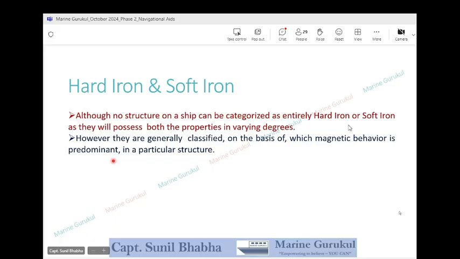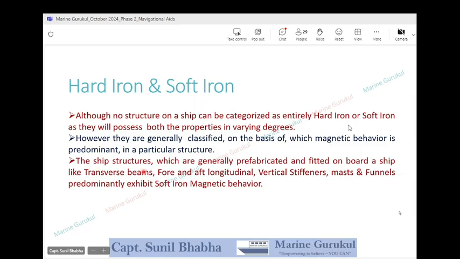Let us say we have a particular structure. Let us say we have a mast. In that mast we analyze and find out that 70% of it has soft iron magnetic properties and 30% has hard iron magnetic properties. So since most of it shows soft iron magnetic behavior, we will term the mast a soft iron structure.